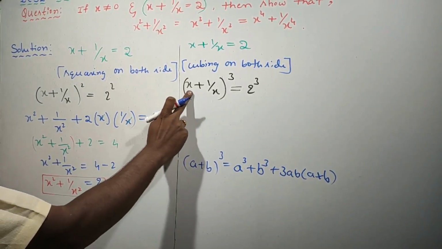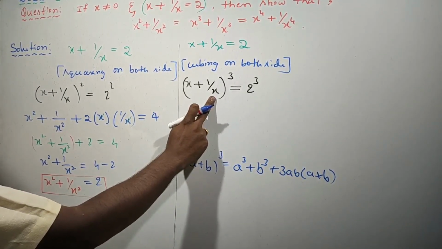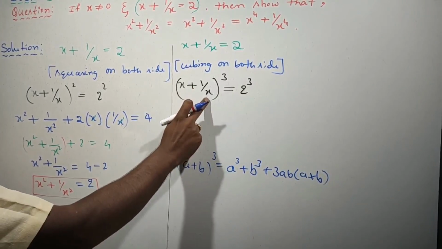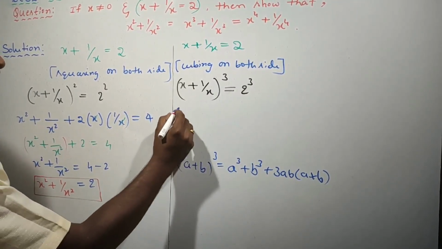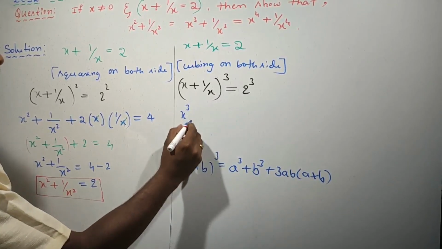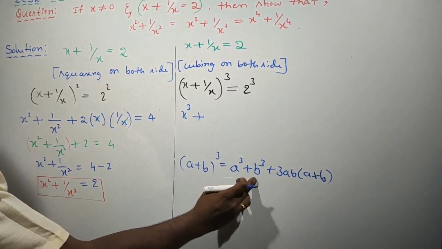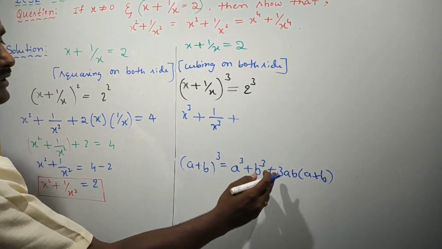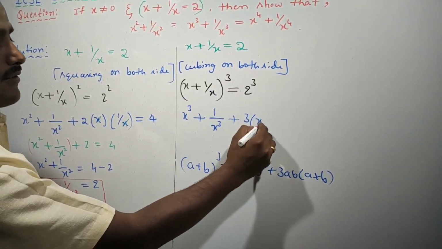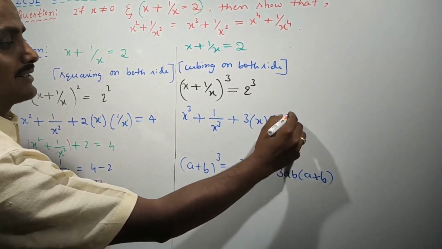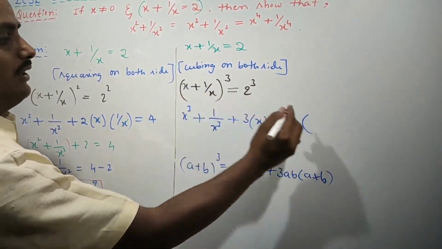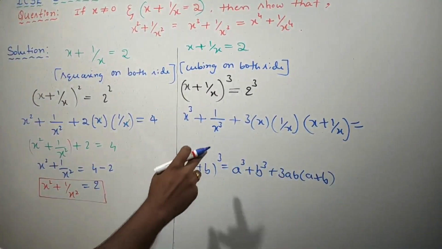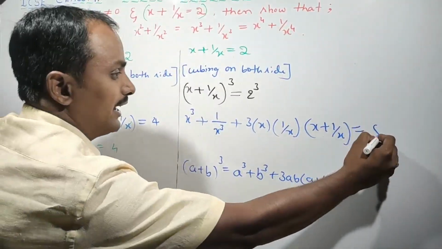But here, in the place of a, x is there. In the place of b, 1 by x is there. I will substitute the a value and b value: instead of a and b, I will substitute x and 1 upon x. Now, I will continue here. a cube means x cube, plus, next b cube, 1 by x cube, plus 3 into a value x, b value 1 upon x, into a plus b, x plus 1 upon x, is equal to 2 cube. You should multiply 2 three times: 2 twos are 4, 4 twos are 8, children.